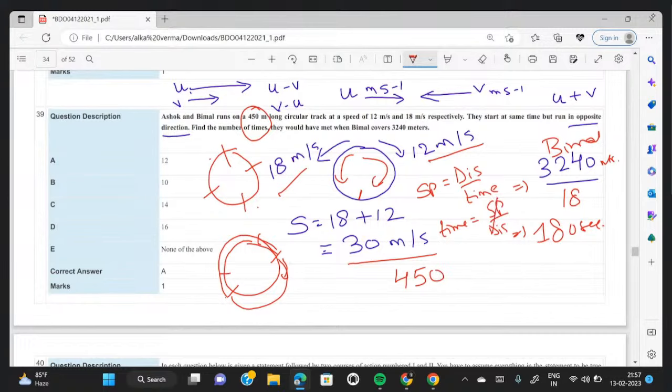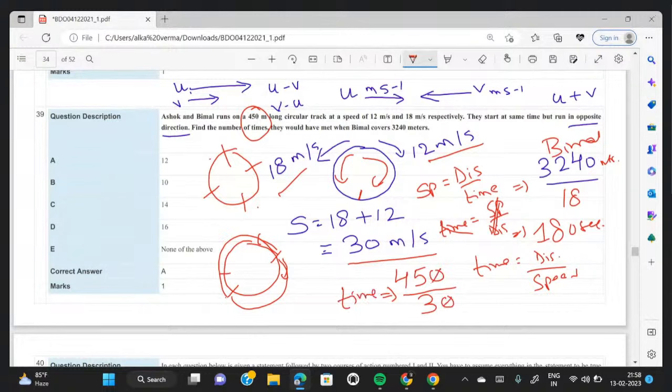Sorry, time is equal to distance upon speed. Space was less, so there was a little difficulty. Distance upon speed. Okay, so what is the total distance? Total distance is 450 meter divided by the speed. Speed is 30 meter per second after adding. So 450 upon 30 will give me the time.